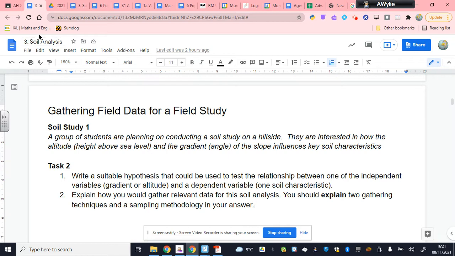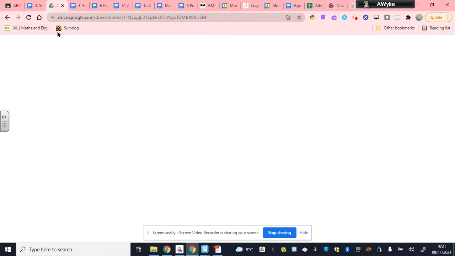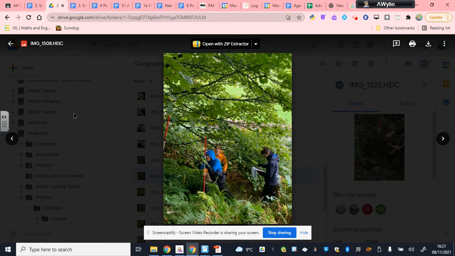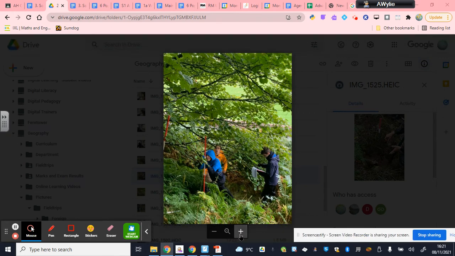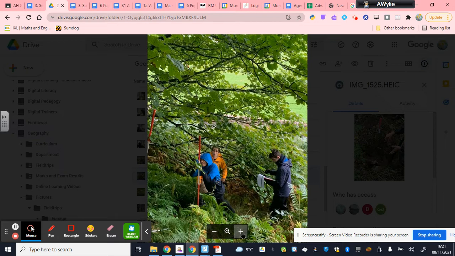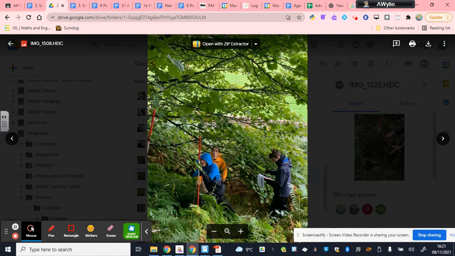Let's have a little look at some photographs. Now, if we are going to conduct a gradient and altitude study and see how it influences soil, we're clearly going to have to select a location where there is a change in gradient, as shown in this photograph. And what this photograph shows us is a slope with the students at the bottom of that slope.